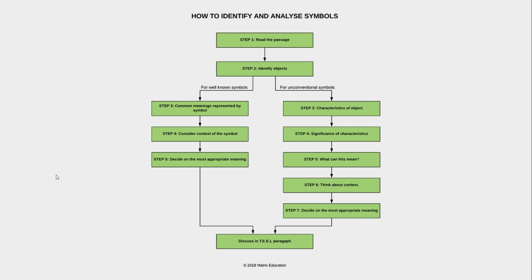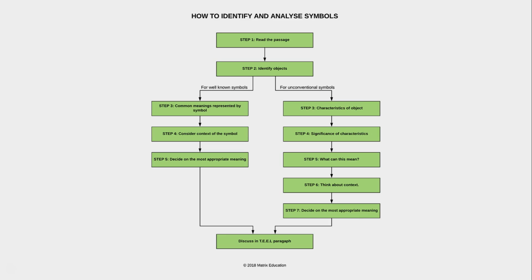So we would read the paragraph, identify any objects that we see, and if it's a well-known symbol, we're going to go to step 3, where we look at the common meanings represented by it, the context of the symbol, and decide on the most appropriate meaning. Now, some students get really excited about symbols and they say this symbol means this when it doesn't fit with the overarching purpose of the author's claim in the text. So we want to make sure, what is the author's meaning in the text? What was the overarching claim? And then how could the author be using this symbol to develop meaning?